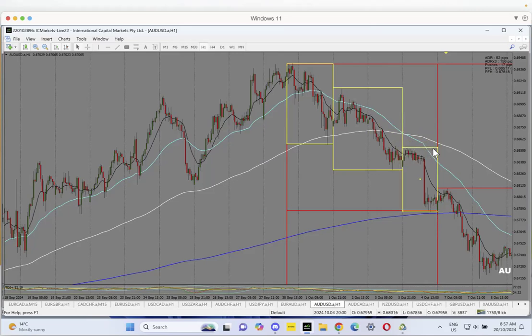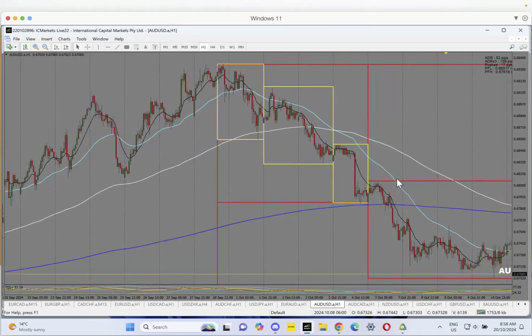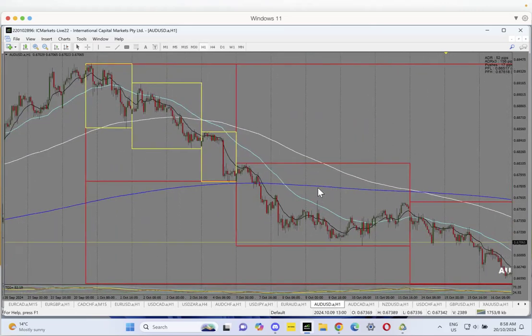So make sure you pay attention, guys, because next week is going to be you marking these levels, both on volatilities and currencies. It's going to be you marking these levels. So make sure you pay attention.